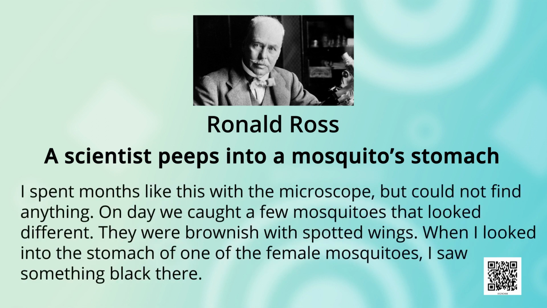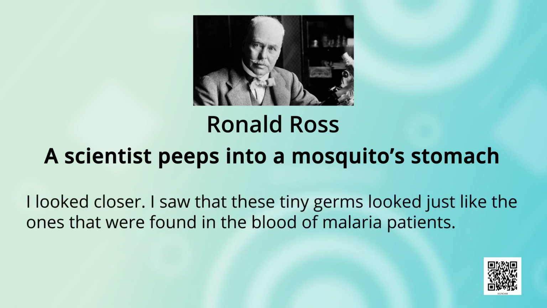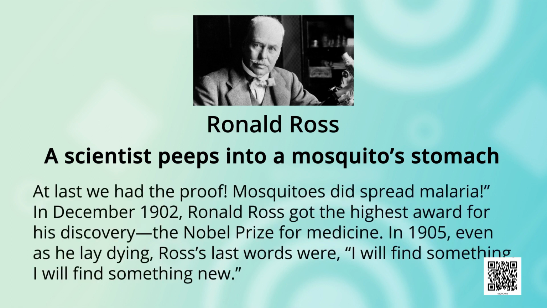I spent months like this with the microscope, but could not find anything. One day, we caught a few mosquitoes that looked different. They were brownish with spotted wings. When I looked into the stomach of one of the female mosquitoes, I saw something black there. I looked closer. I saw that these tiny germs looked just like the ones that were found in the blood of malaria patients. At last we had the proof.